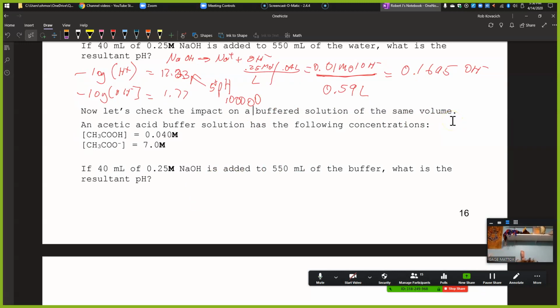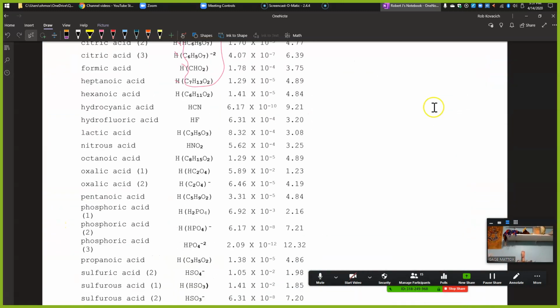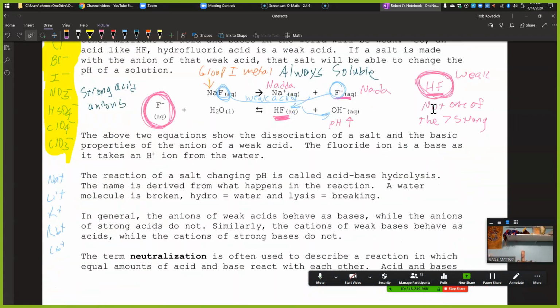Okay, so what if instead we added it to an acetic acid buffer solution? The first thing we're going to need to do is figure out what the pH is of the acetic acid buffer solution before any sodium hydroxide is added. So then pH is equal to, what is it? What's acetic acid's pKa? 4.76.